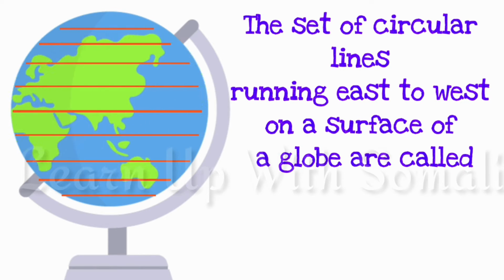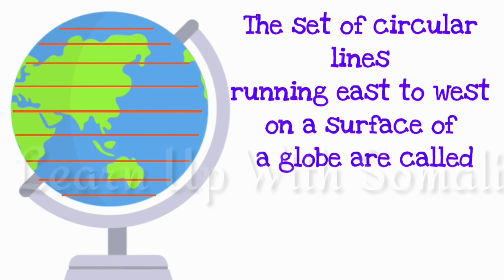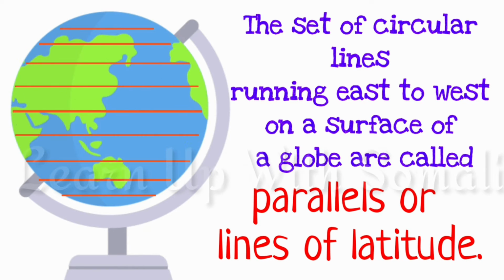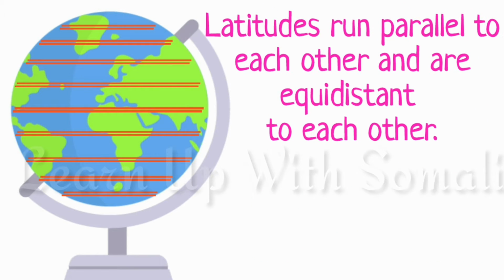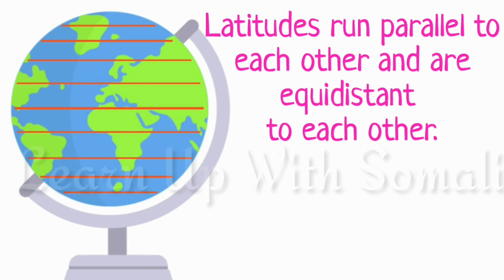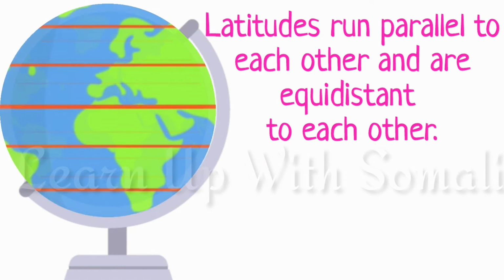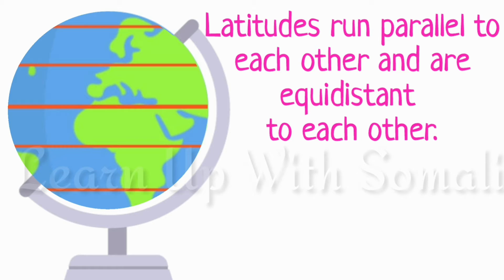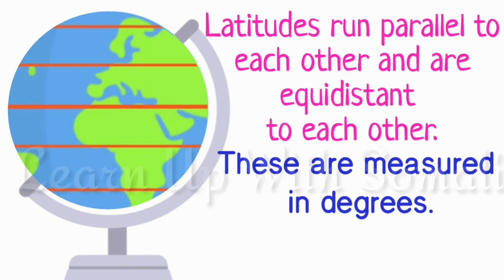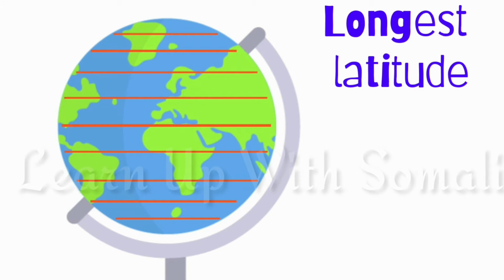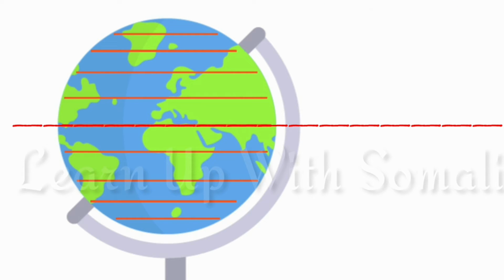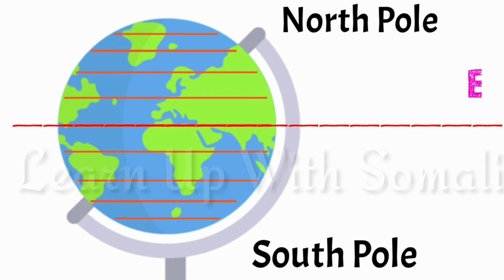The set of circular lines running east to west on a surface of a globe are called parallels or lines of latitude. The latitudes run parallel to each other and are equidistant to each other. If you see a globe closely, you will see that they are parallel to each other. These are measured in degrees. The longest latitude that passes through the center of the Earth midway between the North Pole and the South Pole is called the equator.